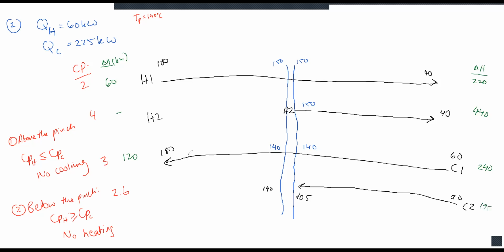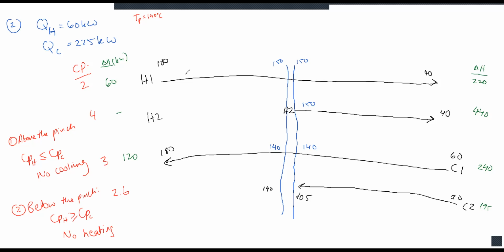Okay, now let's start the matching. So we have everything. We have all our metrics ready. We can start doing our matching for this problem. Okay, so let's go back to red. Let's have a look above the pinch. So above the pinch, CP hot has to be less than or equal to CP cold. I have one hot stream, H1, CP of 2. One cold stream, C1, CP of 3. So CP hot is smaller than CP cold. So I can match them.